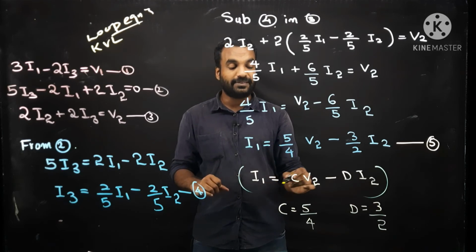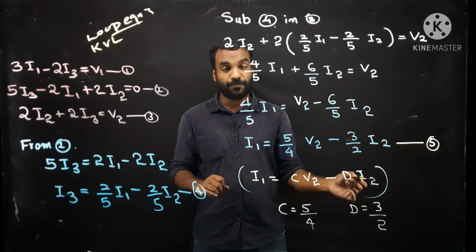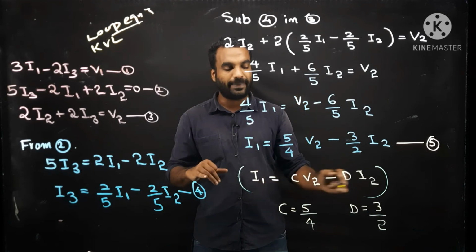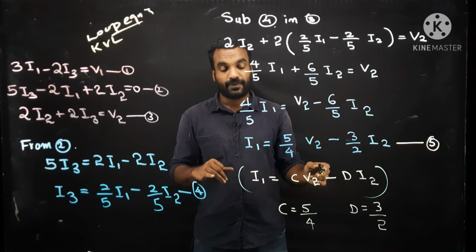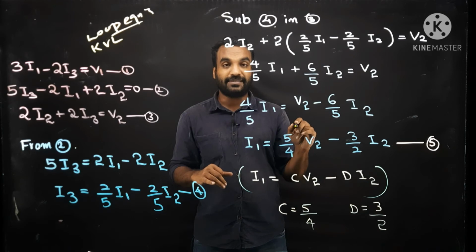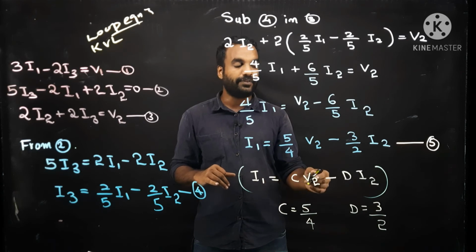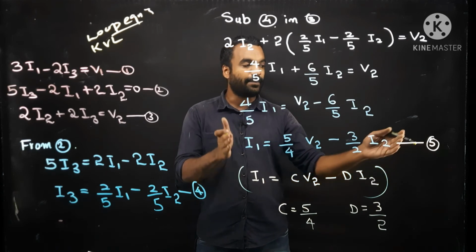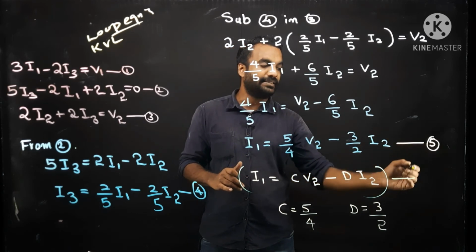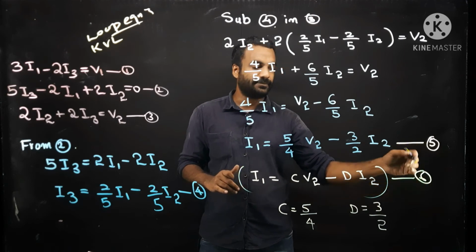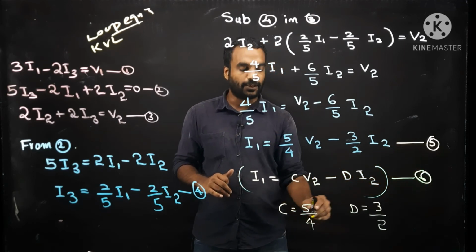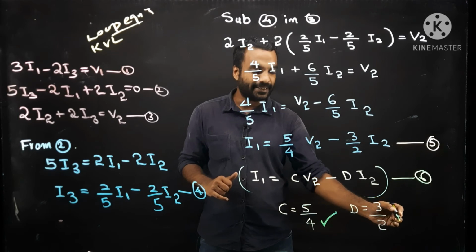That is I1 is equal to CV2 minus DI2. That is the second line of our ABCD parameter equation. What was the first line? V1 is equal to AV2 minus BI2. And second line, I1 is equal to CV2 minus DI2. So please compare 5 with this standard equation 6. Then you will get C is equal to 5 by 4 and D is equal to 3 by 2.